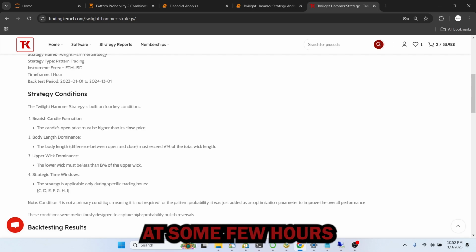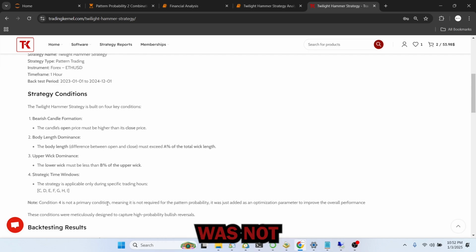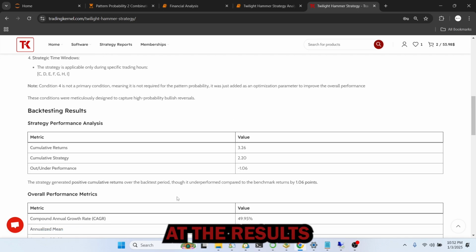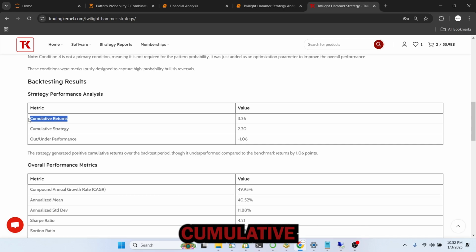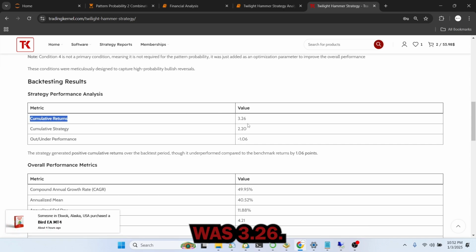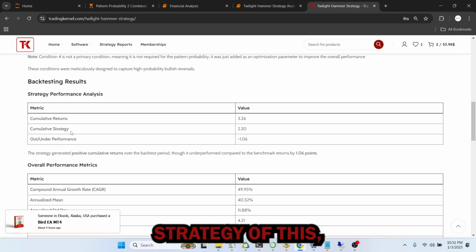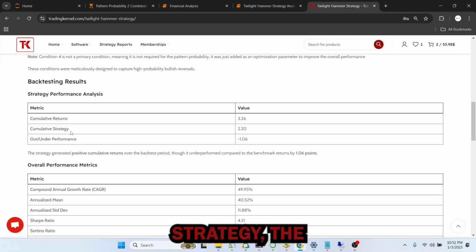Okay, we just looked at some few hours that the strategy was not profitable on, and then we took out those hours of the day. All right, so let's look at the results and the performance metrics here. So this is the cumulative returns, which is default buy and hold cumulative was 3.26, and the cumulative strategy of this trading strategy, the Twilight Hammer Strategy, was 2.20.